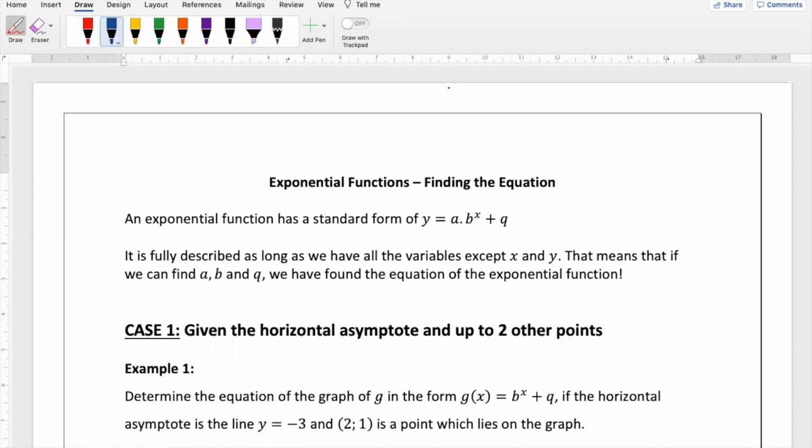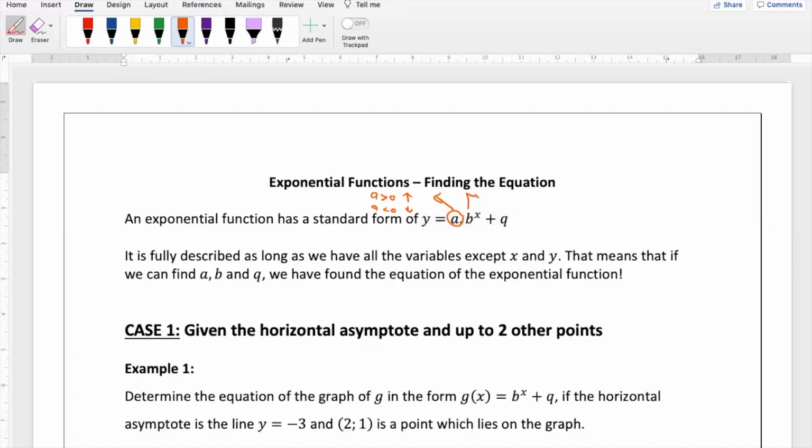Now notice, up until now, we've only needed to find a and q, or m and c for the straight line graph. But today we're going to have to look at finding a, b, and q. So let's just remind ourselves real quick what each of these things represents. If we have a look at our a, we know that our a represents part of the shape. In this case, if a is greater than 0, then our graph will be above the asymptote line. And if a is less than 0, then our graph will be below the asymptote.